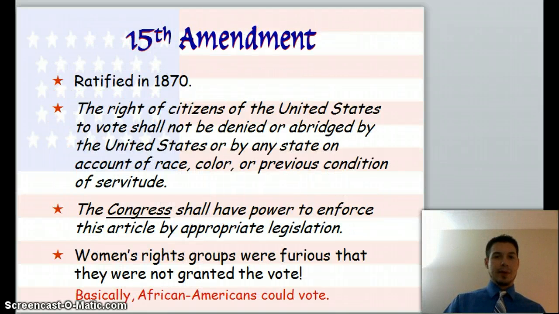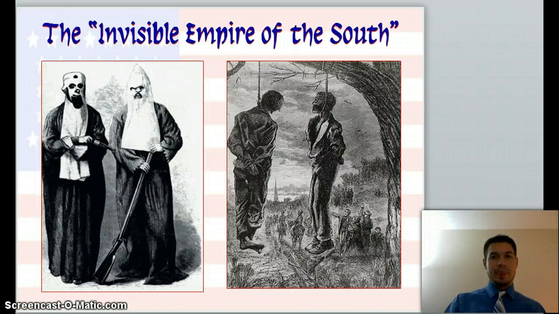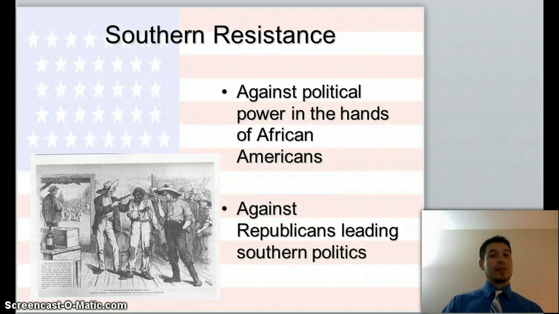So the 15th Amendment comes by, and again, says the right of citizens of the United States to vote shall not be denied or abridged by the United States or by any state on account of race, color, or previous condition of servitude, meaning now African Americans do have the right to vote. And now that they have the right to vote, slowly the southern states held elections in which freedmen got to vote. However, there are going to be people against this, and these people are the Southern resistance.